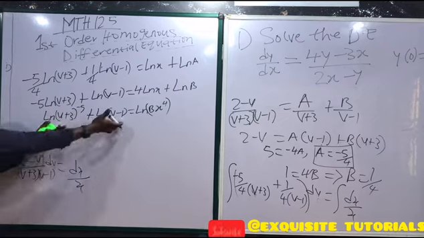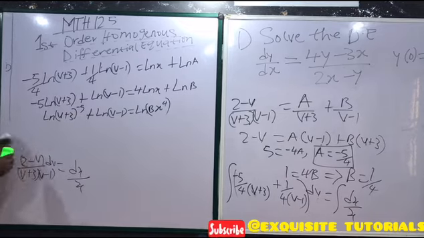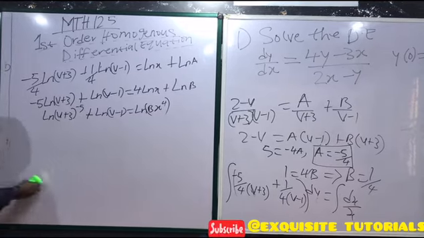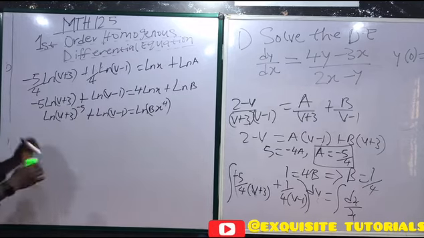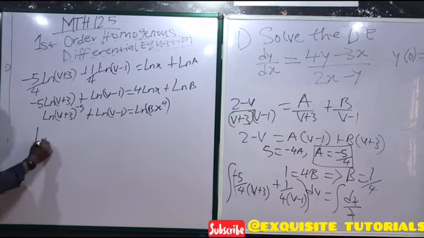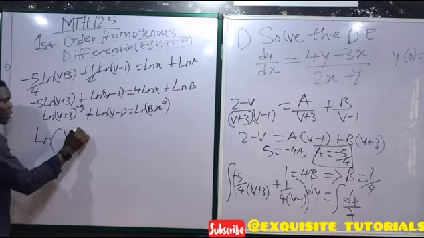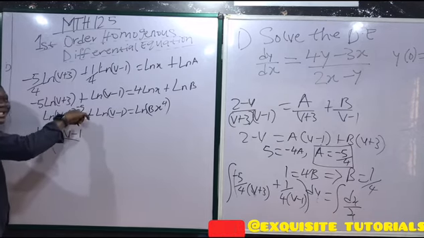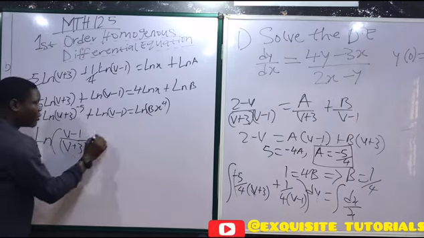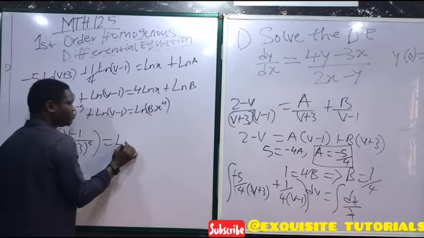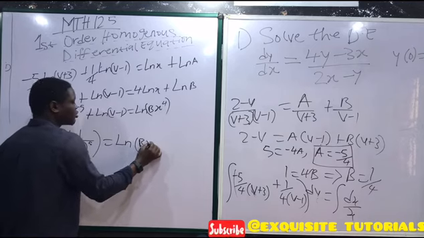Now I cannot multiply these two from our normal rules in logarithm, that when you have log something plus log another thing, the product of them, and you take one log. So we have ln (v minus 1). Since this power is negative, we'll bring it down. (v plus 3) raised to power 5 is equal to ln b x raised to power 4.